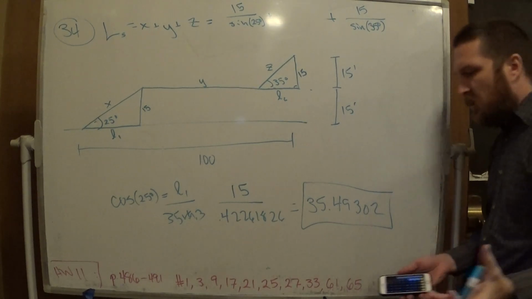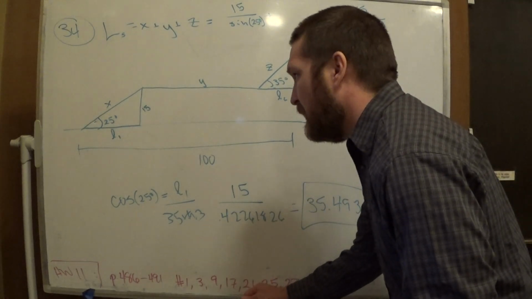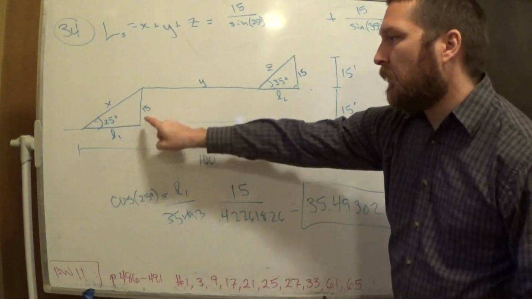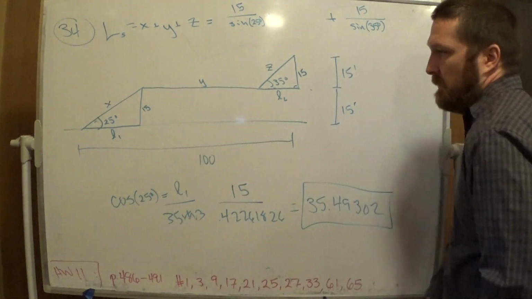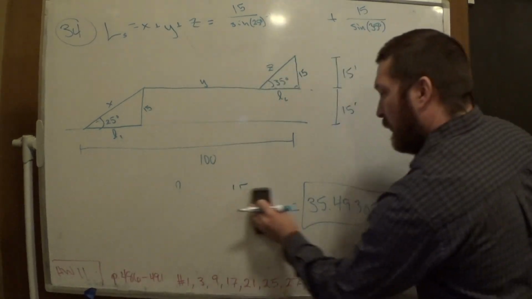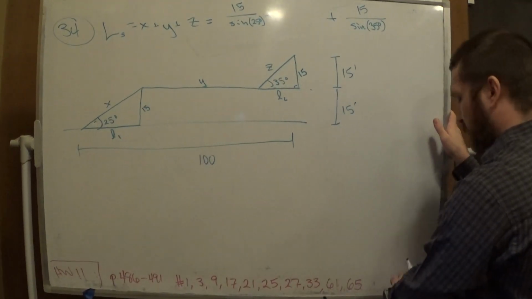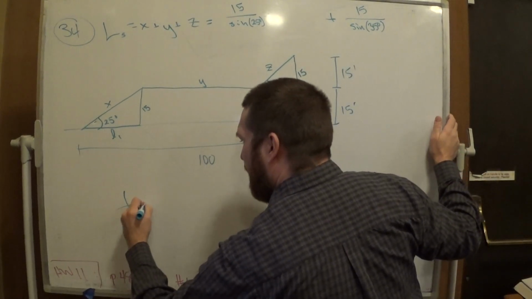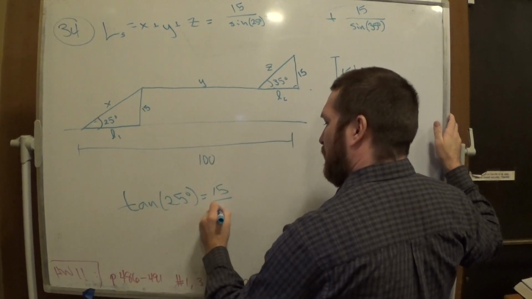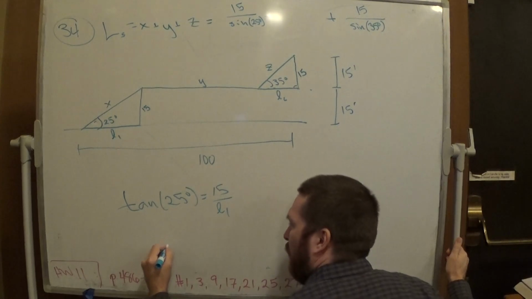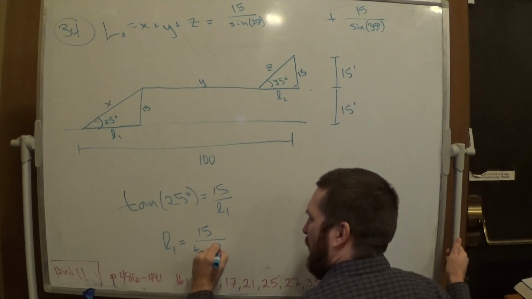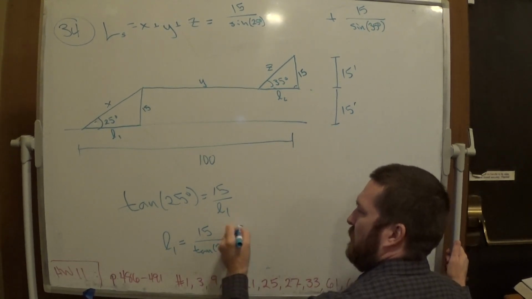Why do you want to do that? You always want to err on the side of more accuracy. And since 15 is given, we want to use that one with L1. We're assuming this is an exact given amount. Okay. So let's use that to find L1. What relates L1 and 15? Tan of 25 is equal to 15 over L1. So that means L1 is equal to 15 over tan 25. There we go. So there's L1.